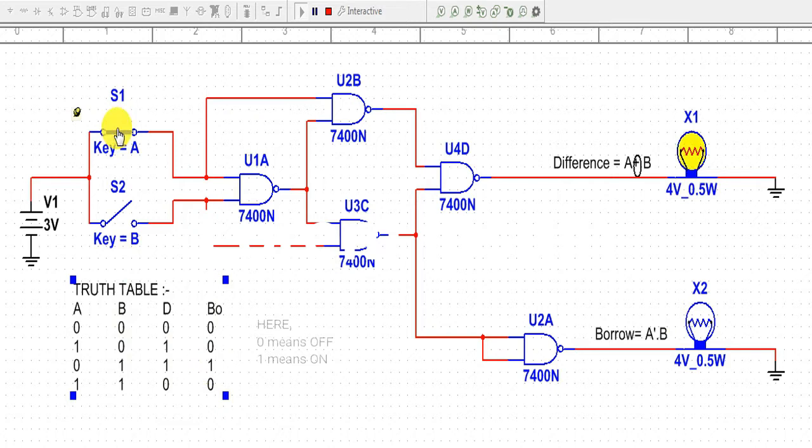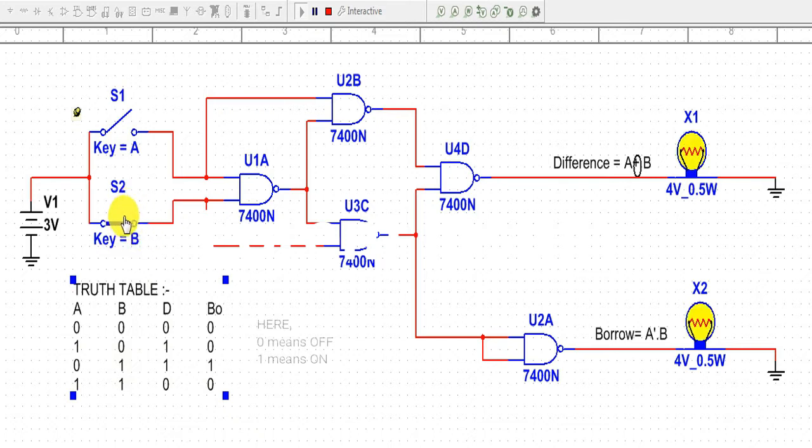So let us connect. As soon as we close switch 1, we get a difference bit of 1 and the borrow bit is still 0. Now for the third case, if we open the first switch and close the second switch, then we will obtain 1 bit difference and 1 bit borrow. So let us do it.